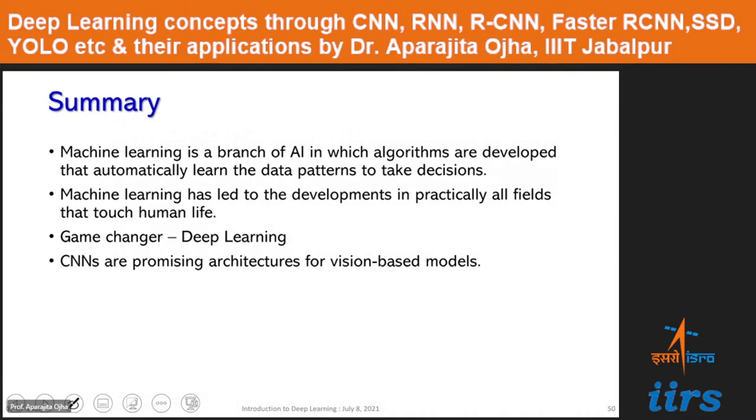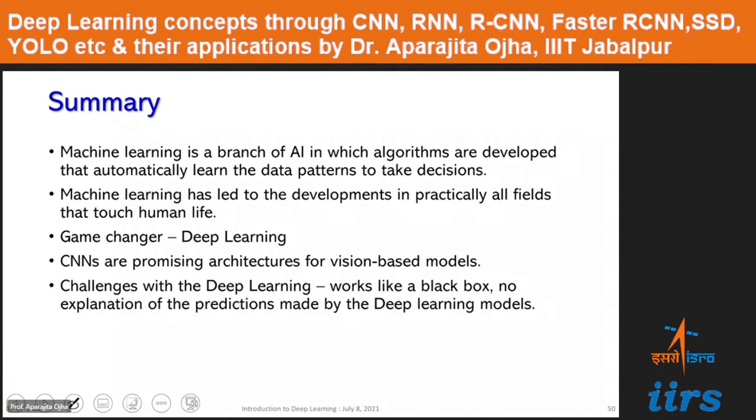CNNs are a promising architecture for vision-based models, but there is one very important challenge with deep learning models. It works like a black box. There's no explanation of the predictions made by the deep learning model, when the model will fail, why it has failed. For example, in wildfire prediction or detection, there can be high false alarm rates. If there is a false alarm, you know that it mobilizes the entire wildfire protection team. A lot of resources are mobilized. And so it is very important that false alarm rates be reduced.